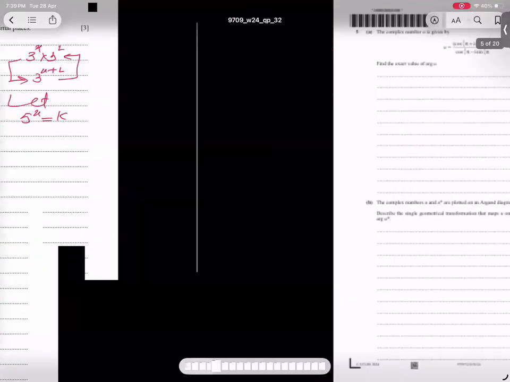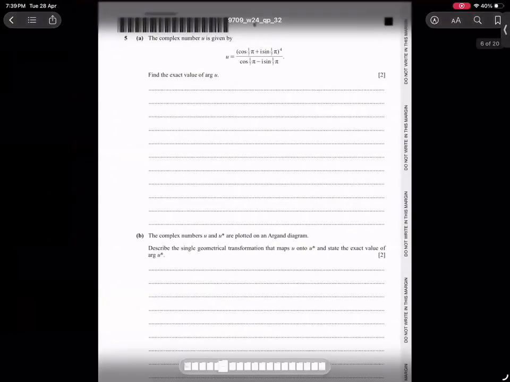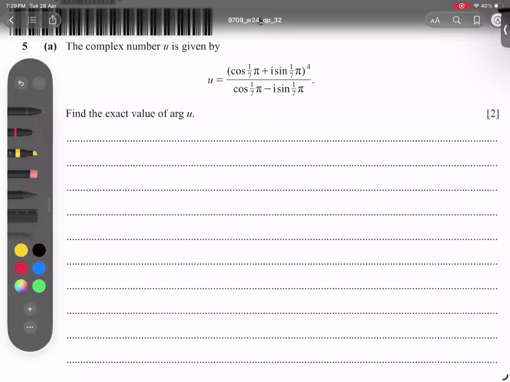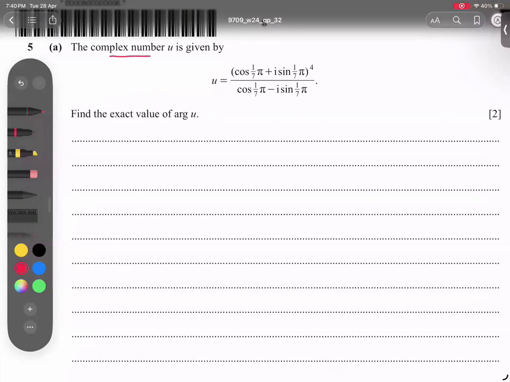Question number 5. Next question, number 5, students. He is asking here about a complex number. The second complex number question came now. Okay, he's saying that we are looking for the exact value of the argument. But how to find the argument, students? So first of all, we have to deal with this power. You know, De Moivre's rule.